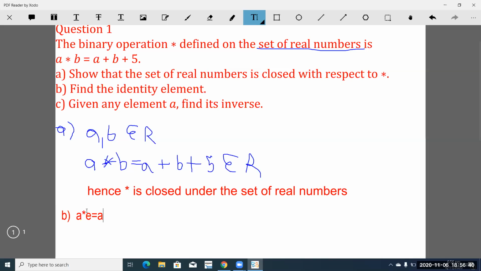Whenever any element A undergoes the operation star and you get back the original result, then this element E is known as the identity of star. So now let's do that. Let's say we have A star B. Now look at this: A star B is A plus B plus 5. So what's A star E going to be equal to?